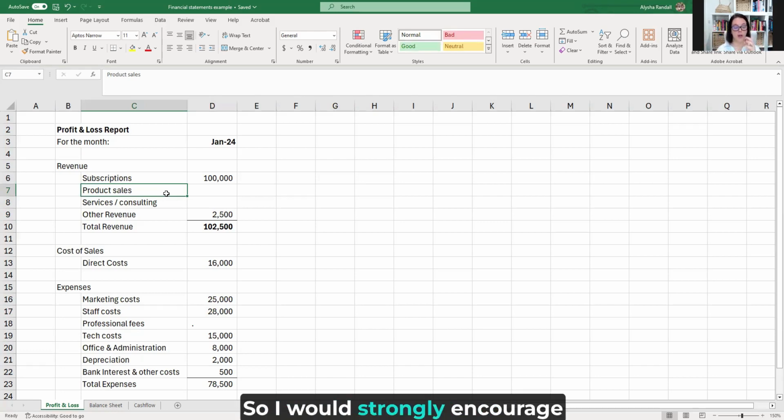So I would strongly encourage you to think about how you talk about the business to your founders, your investors, your internal team, and how you think about your product offering. And then categorize your revenue exactly the same way. So then you can see exactly how much revenue you're getting from each of these different product types. So it's really important taking a step back and thinking about that.